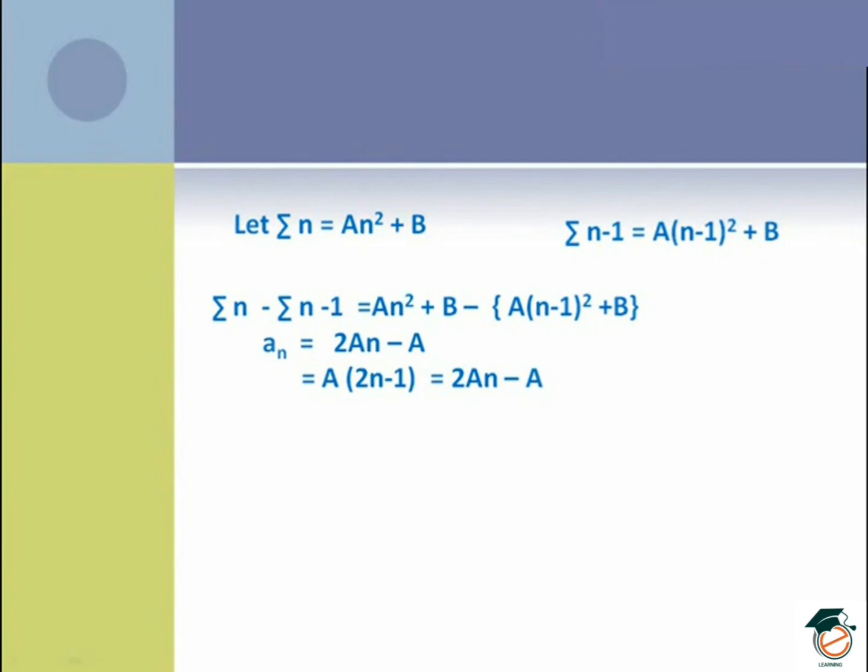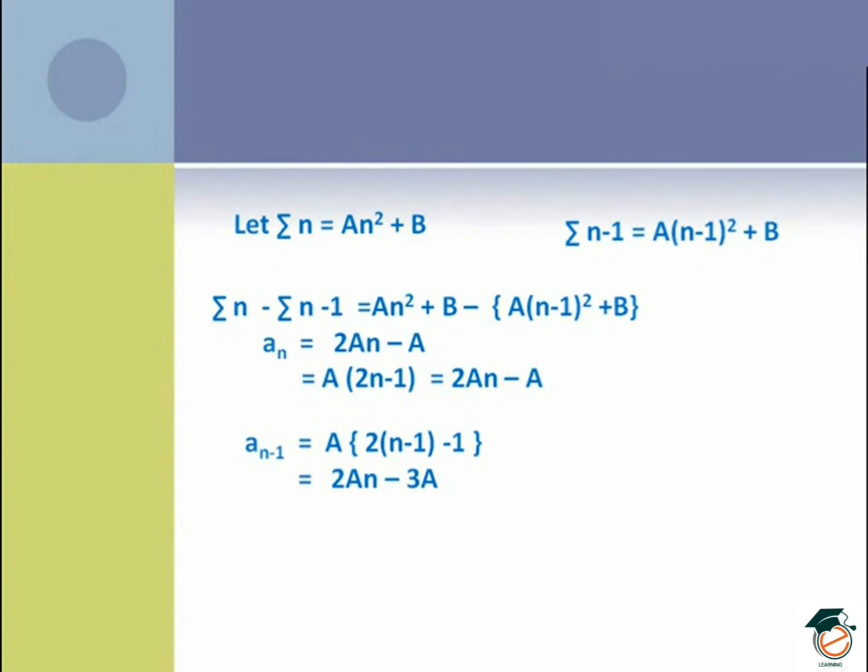So a_n would be equal to an² + b - a(n-1)² - b. When we further solve it, what we get is 2an - a. We can also write this as a(2n-1). Thus a_n is equal to 2an - a. Now let's try to find out the (n-1)th term. This would be equal to a(2(n-1) - 1). Simply what we do is we replace n by n-1. So this becomes 2an - 3a.